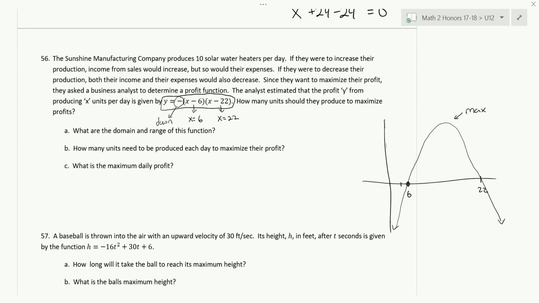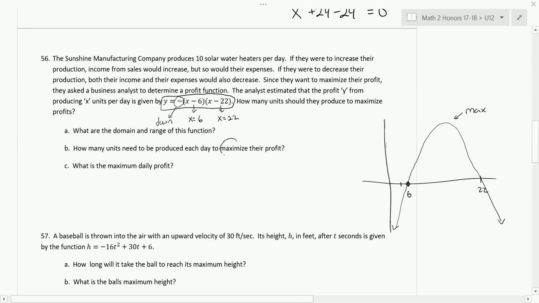Just thinking about this is going to help you when we talk about our domain or our range. What kind of values can we have? Can x ever be negative, really? No, because we can't produce a negative number of units. But the money can be negative, because that represents a loss, not a gain.